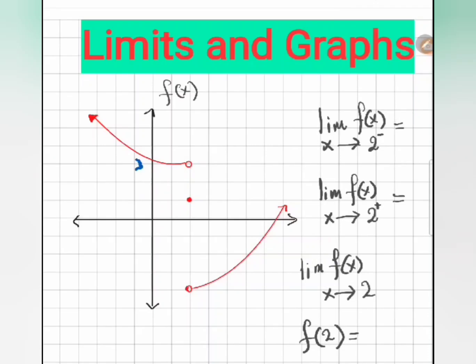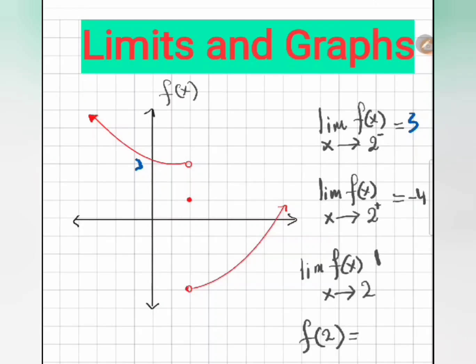Now, what is the limit as x approaches 2 from the right side of f of x? If we follow the curve from the right side as we approach an x value of 2, notice that the y value is -4. Now, how about the limit as x approaches 2 from either side? Because the left side and the right side do not match, this limit does not exist.